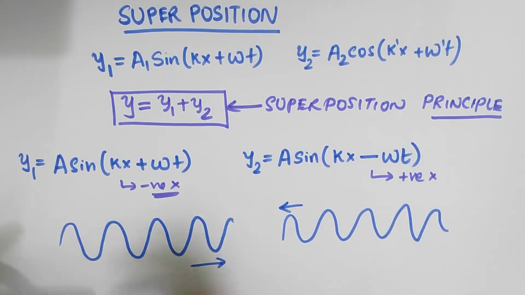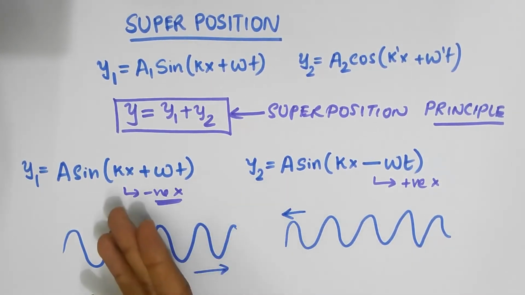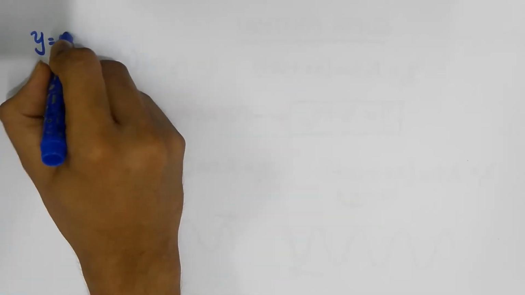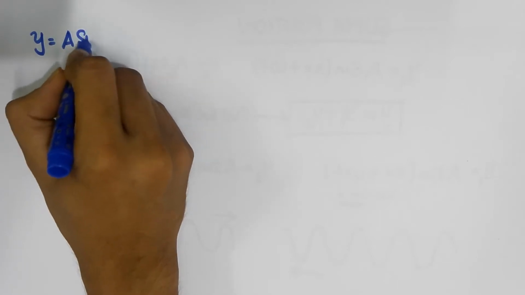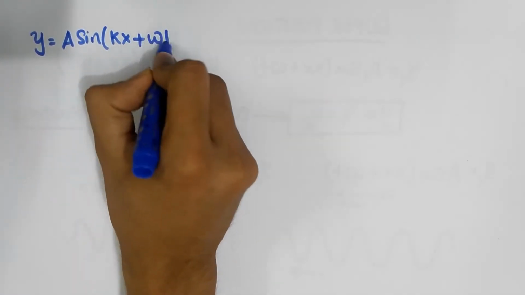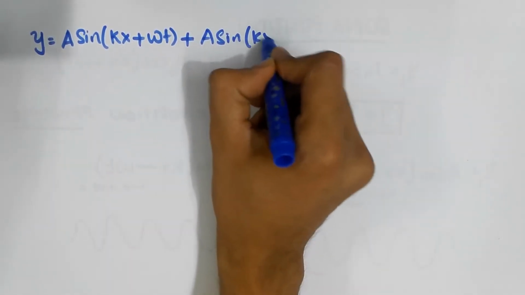Well, it's very difficult to get an intuition behind what's going to happen, but I think the best way to understand it is to use the superposition principle. Let's do that quickly. Our resulting wave y is going to be y1 plus y2. So that's going to be a sine(kx + omega t) plus a sine(kx - omega t).